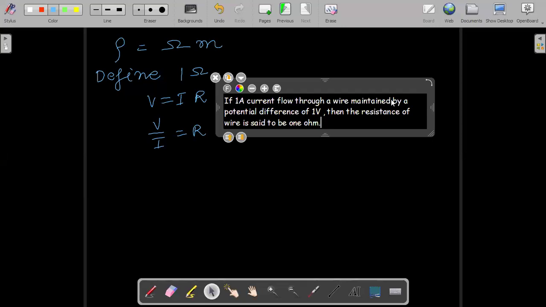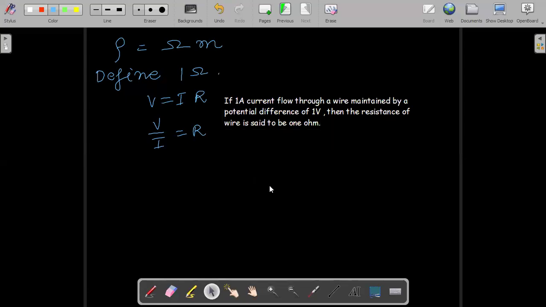As we know, potential is directly proportional to current. If you increase potential, the current will also increase. So by this formula, if I have a potential of 1 and a current of 1, I will get a resistance of 1 ohm. So you can also call it 1 volt per ampere. So if there is a potential difference of 1 volt and a current of 1 ampere, we say that the resistance of the wire is 1 ohm.